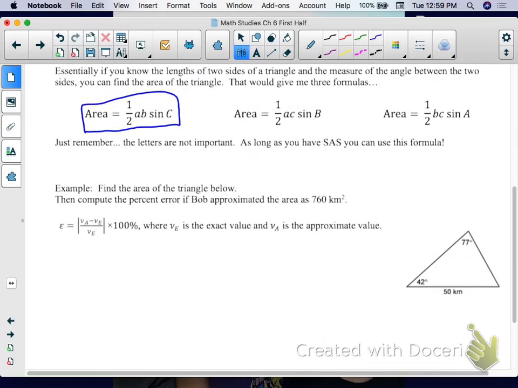So, first example actually is a little bit of a harder example because I don't have side angle side. But we want to find the area of this triangle, and then we also want to compute the percent error. Let's say that Bob approximated the area was going to be 760. It's not, so what is that percent error? This concept right here is something you need to be able to do for the exam. The formula right there, exactly the way it's written with the explanations and everything, that entire thing is in your formula booklet. So you don't have to memorize that, but you do need to know how it works. So we'll practice that with this example here.